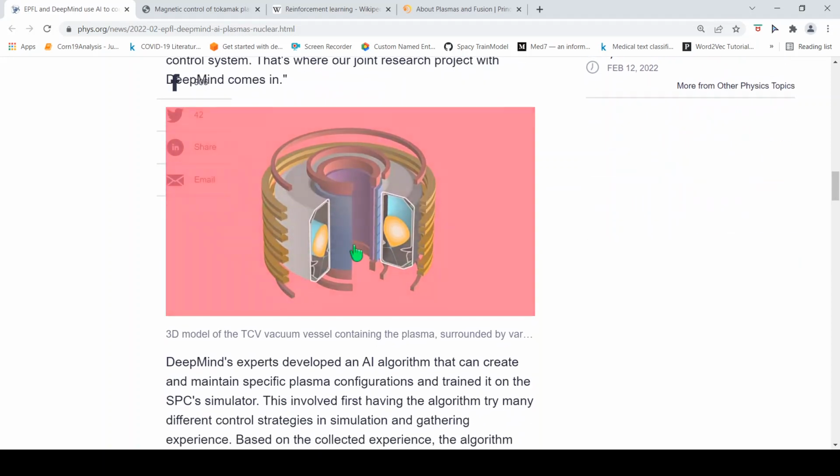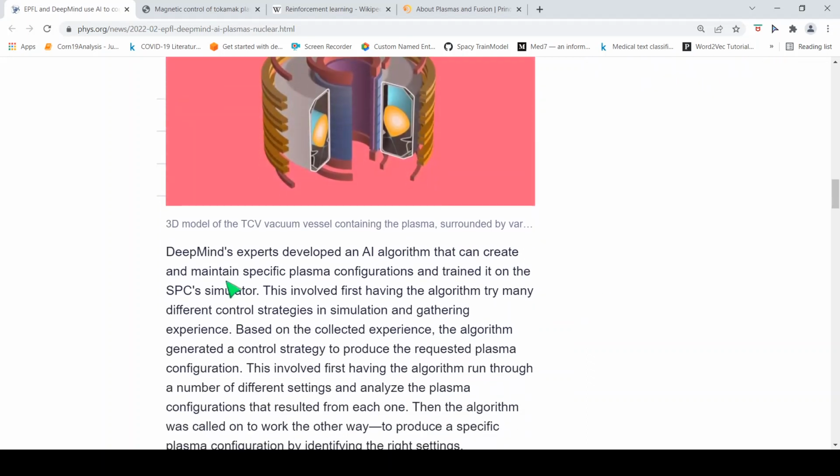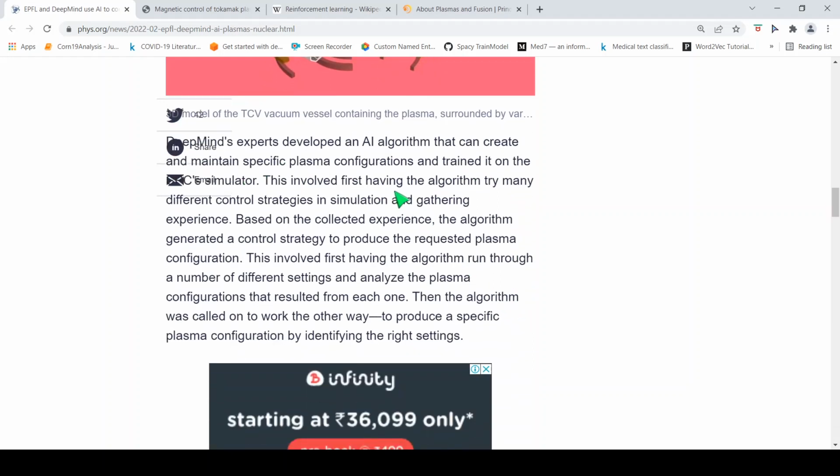So this is a 3D model of a TCV vacuum vessel, basically the tokamak, containing the plasma surrounded by variable coils for producing those magnetic fields. Okay, so what DeepMind has done is that their experts have developed an AI algorithm that can create and maintain a specific plasma configuration, and trained it on the SPC's simulator. Okay, so this involved first having the algorithm try many different control strategies in simulation and gathering experience.